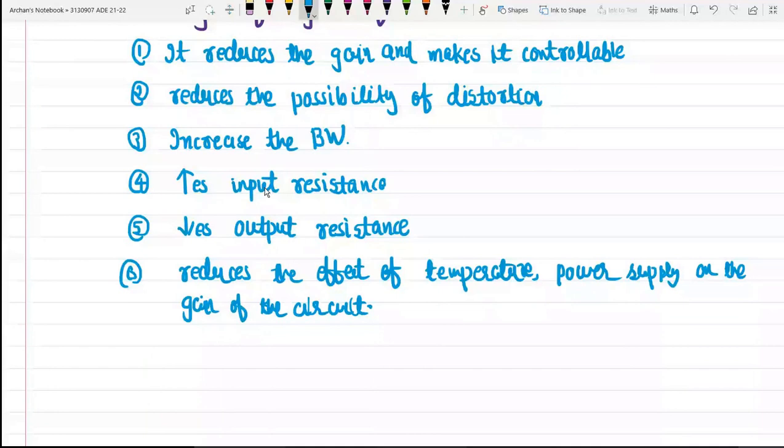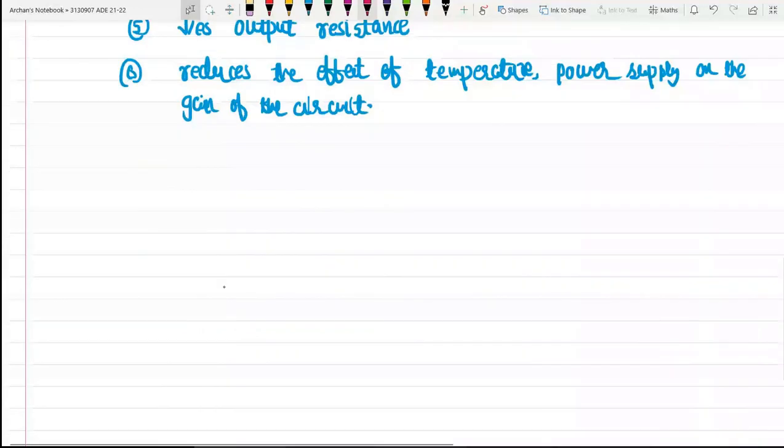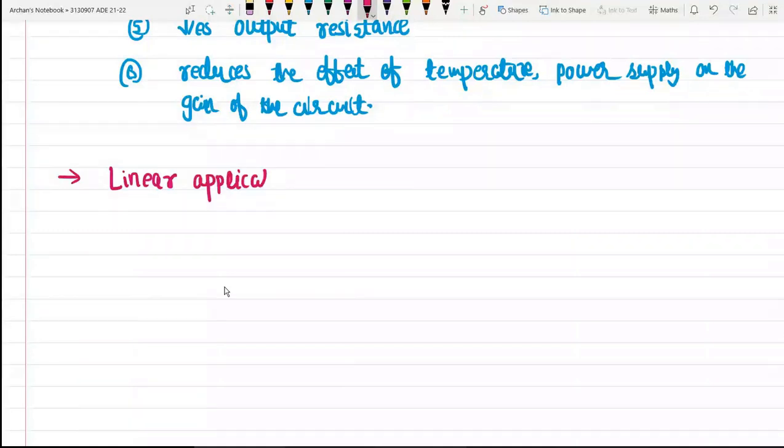Whenever we use negative feedback, these applications are classified as linear and non-linear types. So we will have two typical applications. One is linear applications of op-amp. In linear applications, the output voltage will vary linearly with respect to the input voltage.